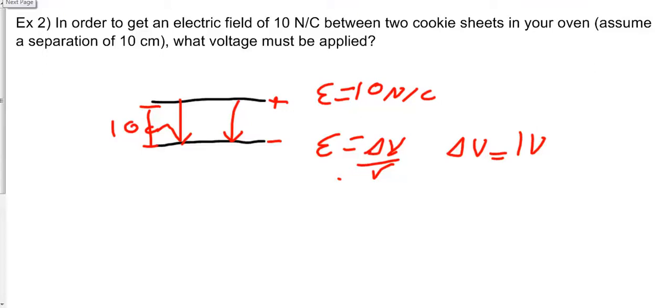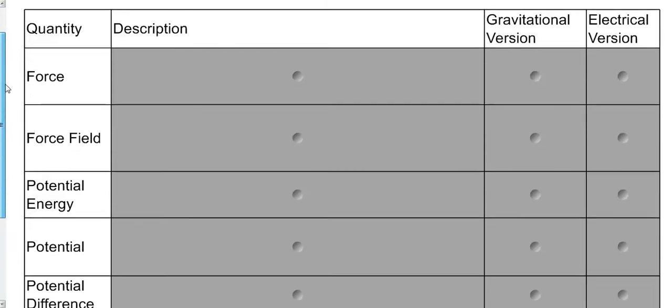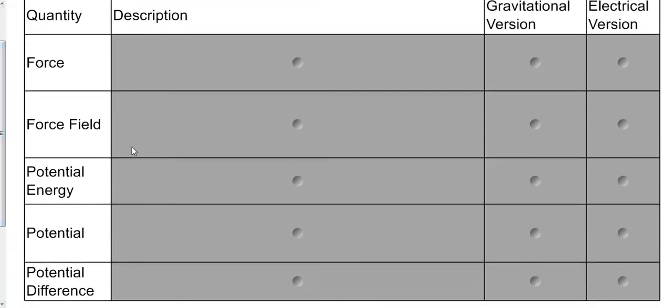But I did promise that we'd spend a little bit of time trying to really clarify these ideas of gravitational and electric fields. So let's spend a few minutes and do that then. And we have 5 quantities that we need to deal with here. So we have force, we have this idea of a force field, we have potential energy, potential, and potential difference. And again, they are kind of similar. You don't want to mix them up, so let's go carefully here.